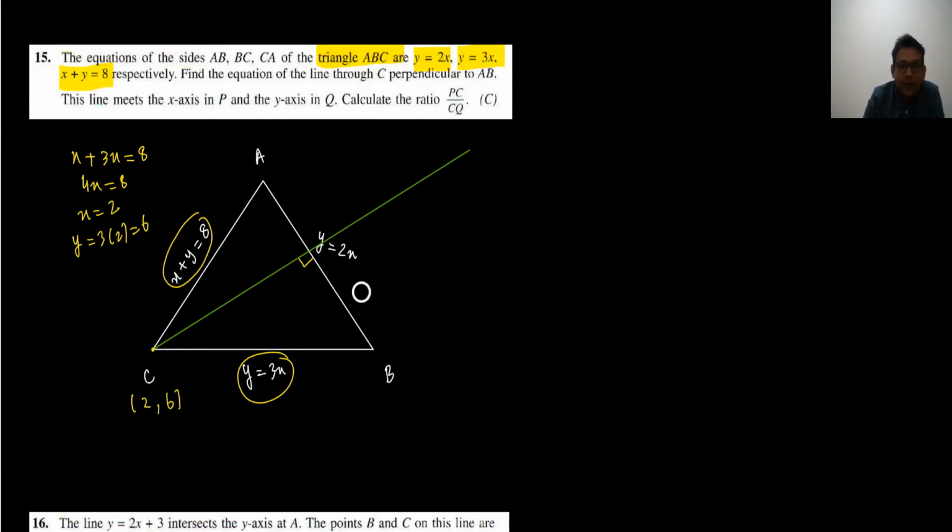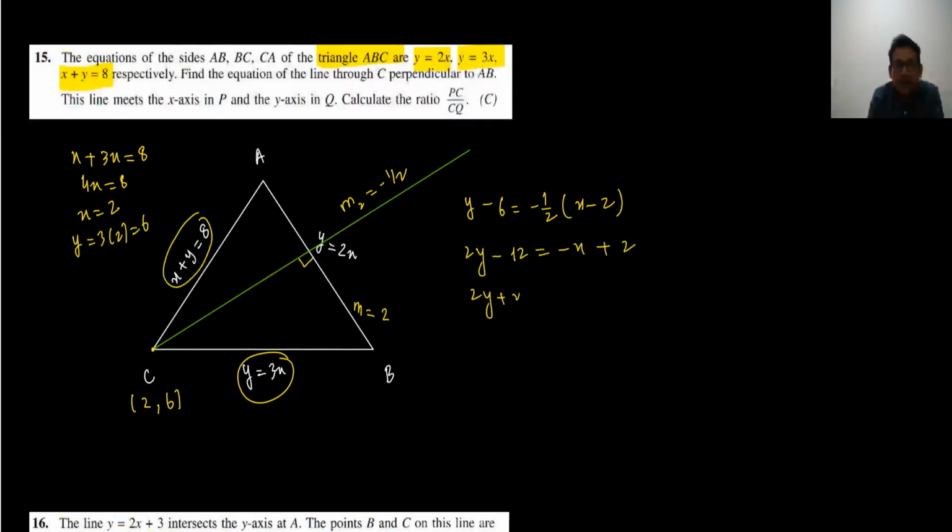And you observe one thing here. What's the gradient of this line? The gradient of this line is 2. So the gradient of the perpendicular line will definitely be minus 1 upon 2. So I think we can find the equation. y minus 6 equals minus 1 upon 2 times (x minus 2). 2y minus 12 equals minus x plus 2, so 2y plus x equals 14. This is the equation of the line passing through C and perpendicular.